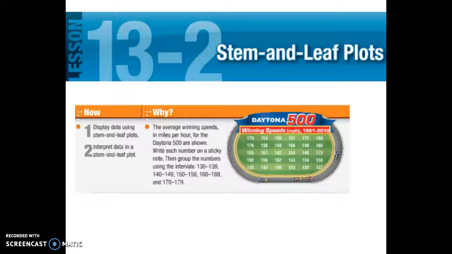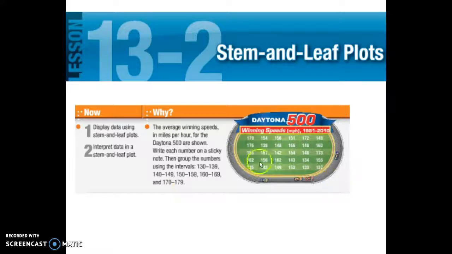Alright class, good morning. We are on to stem and leaf plots. We ended last week with graphical representations, the best ones to use here and there: bar graph, double bar, circle, line, double line, etc. So we're doing stem and leaf plots today, and it's a way to organize data that makes it, I think, easier to find the mean, median, and mode of a certain set of data.